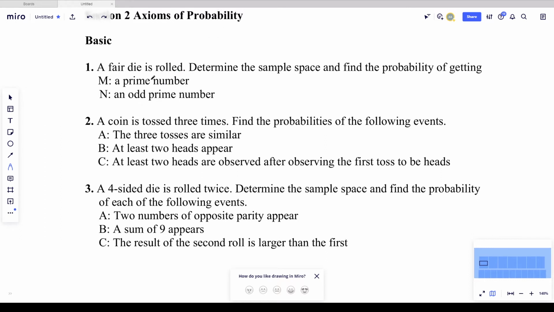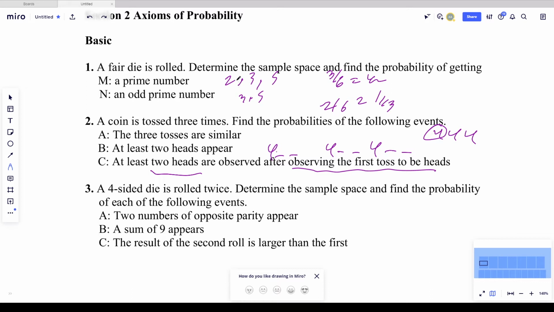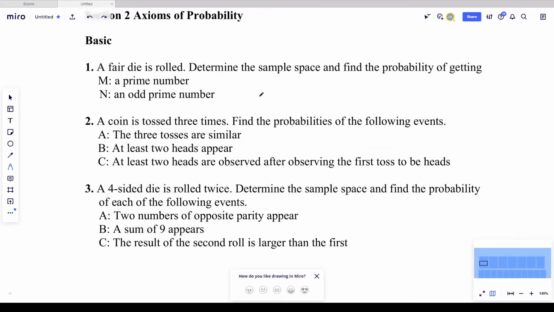So here you'll immediately know prime numbers. You have 2, 3, 5, and you have a probability of 3 over 6, so that'll be half. If you want, I'll write them down. So 2, 3, 5, and you have probability of half because it's 3 over 6.